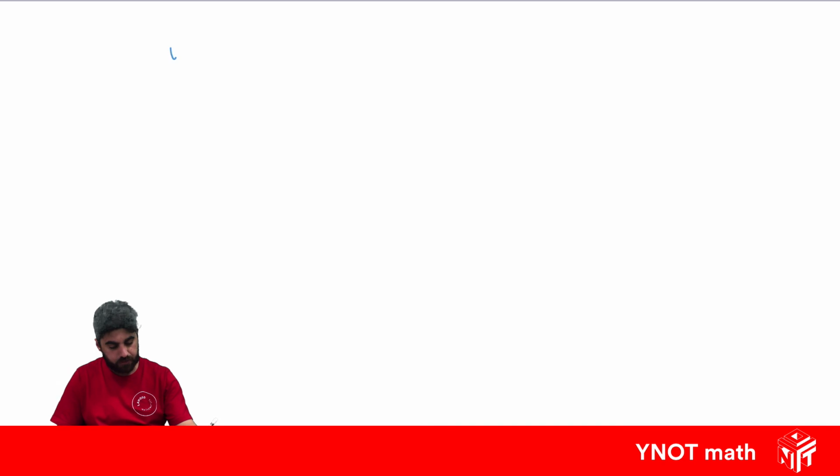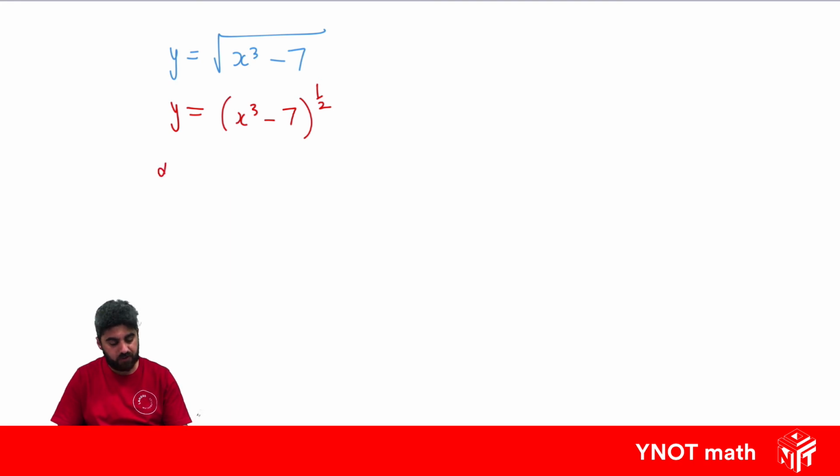Let's have a look at another example. y equals the square root of (x cubed minus 7). Now in calculus, you never really want to deal with roots because they're of no use to us. It's much better dealing with indices. So if you ever get a square root or cube root, you want to change it into index notation first. So we can rewrite this as (x cubed minus 7) all to the power of a half. And now we can apply the chain rule to find our derivative.